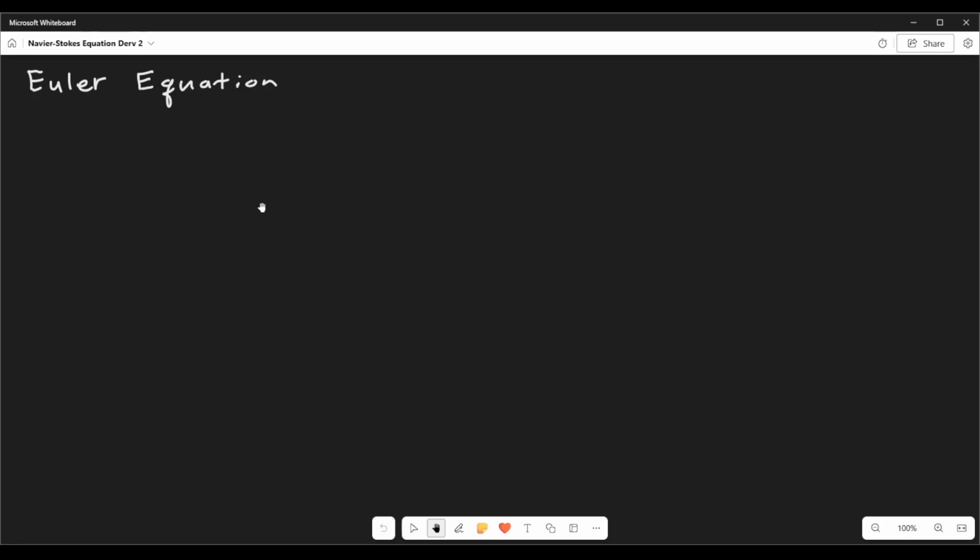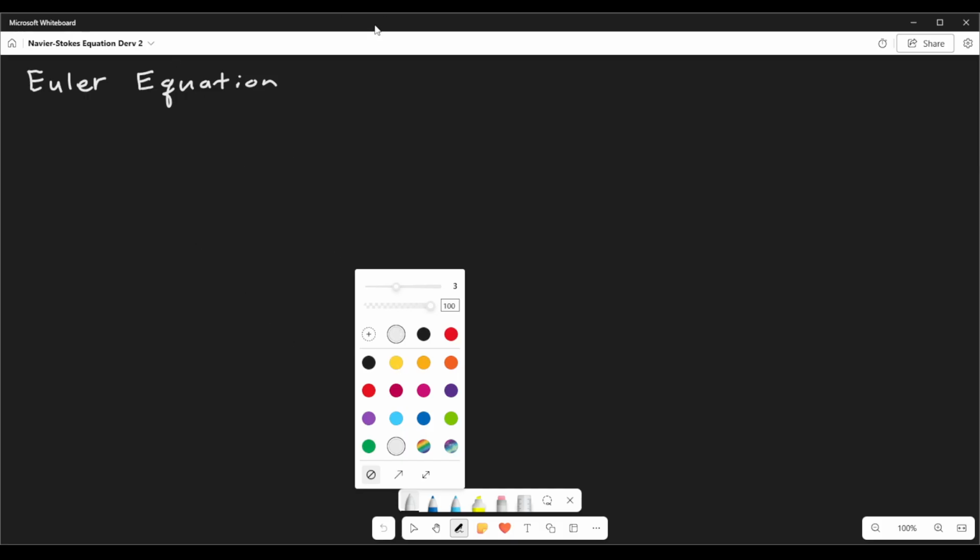instead of solving the Navier-Stokes, I'm going to just go over the Euler equation, which basically means I'm going to ignore the viscosity for the moment. And then I'll put it back in later, but viscosity has some peculiarities that need to be addressed, so it's easier to just go through the Euler first.